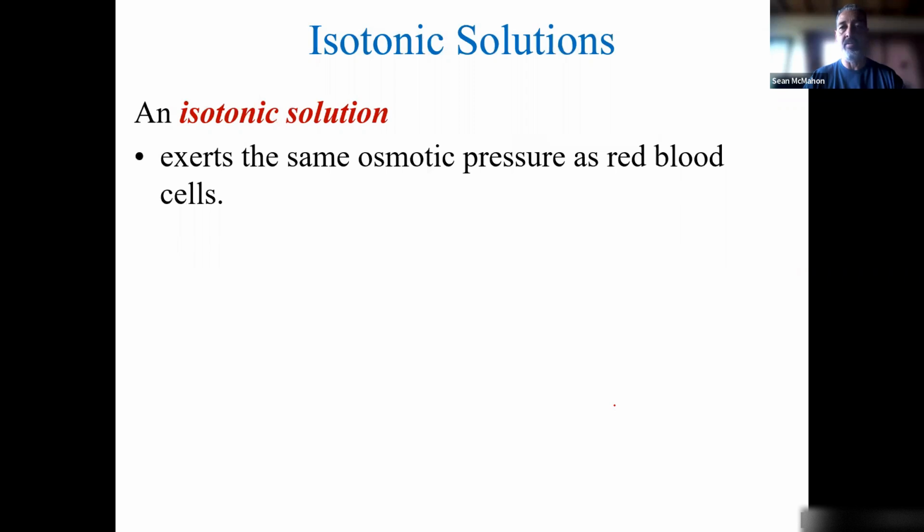So now, if I have a solution that has the same concentration as the inside of a red blood cell, then it's considered to be isotonic. Iso means the same, right? Like if I have an isosceles triangle, I have two congruent sides. The sides are the same. So an isotonic solution exerts the same osmotic pressure as red blood cells do, okay?